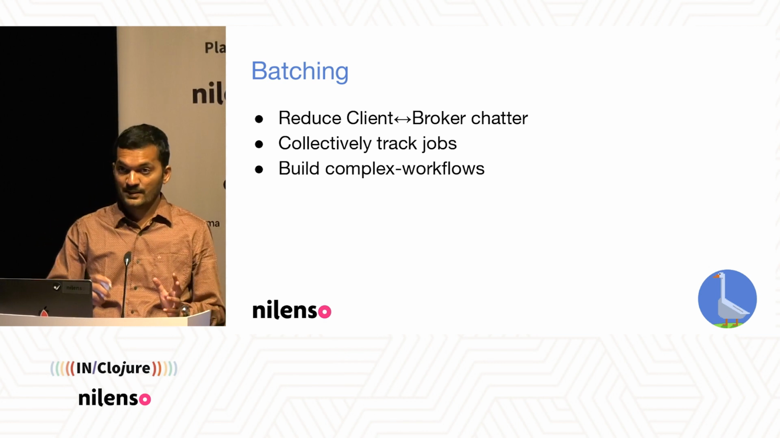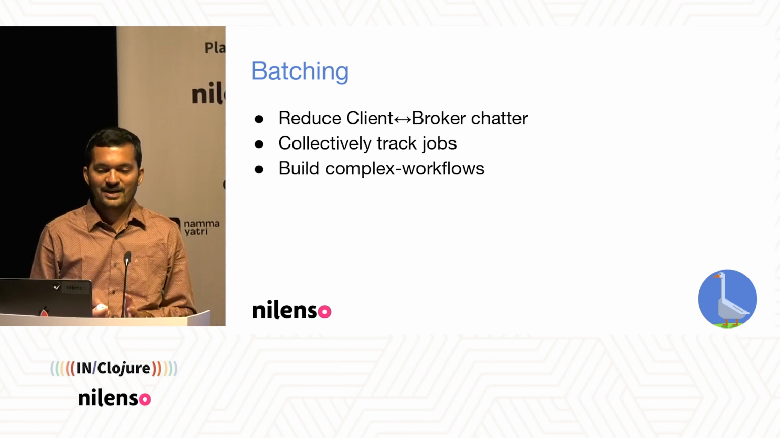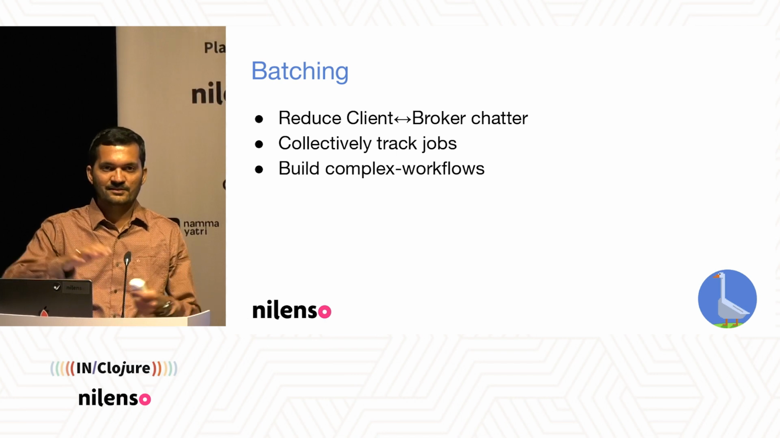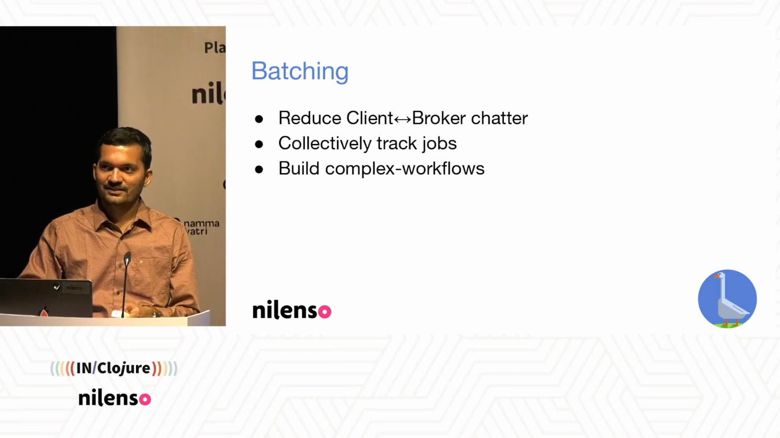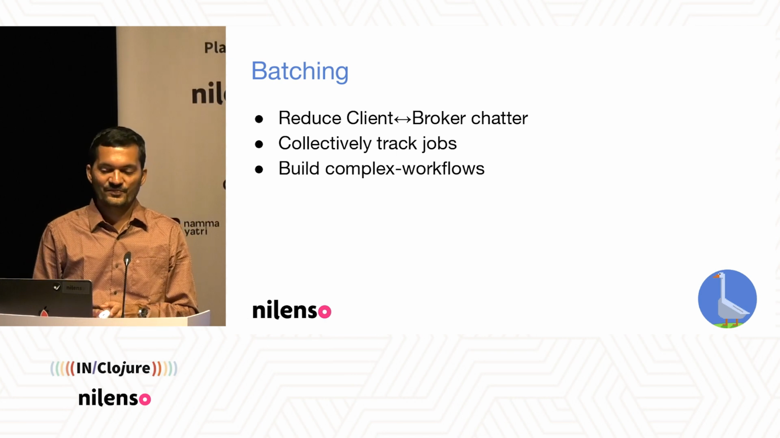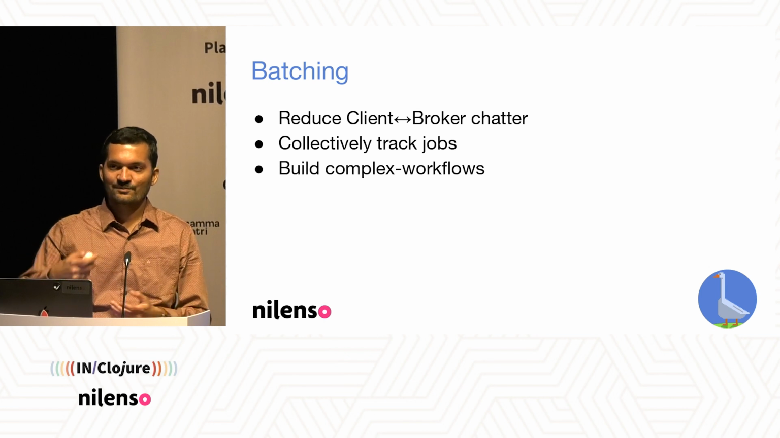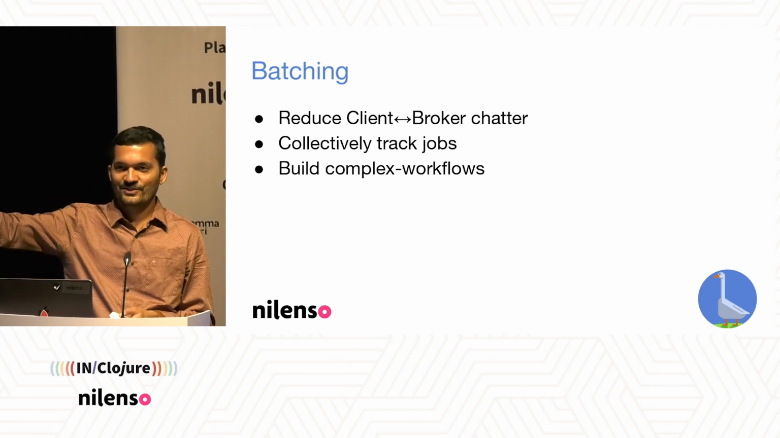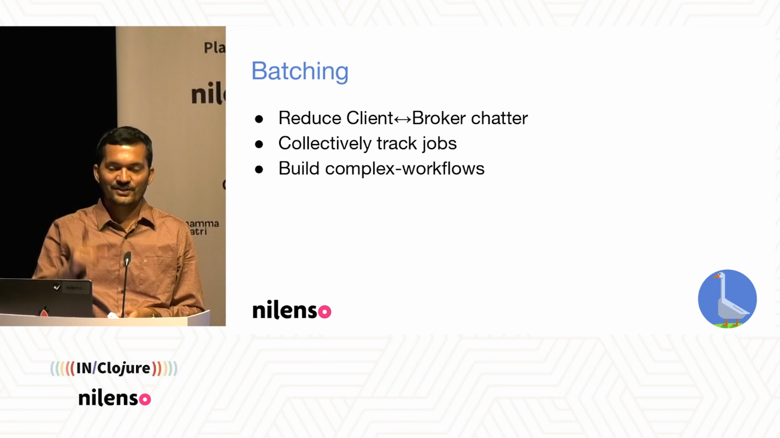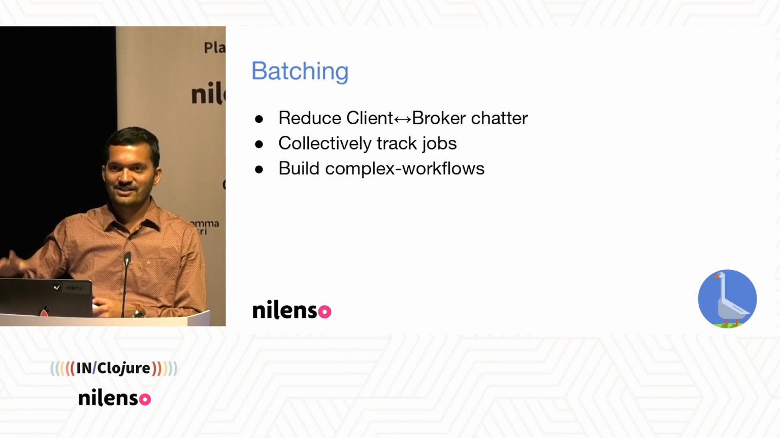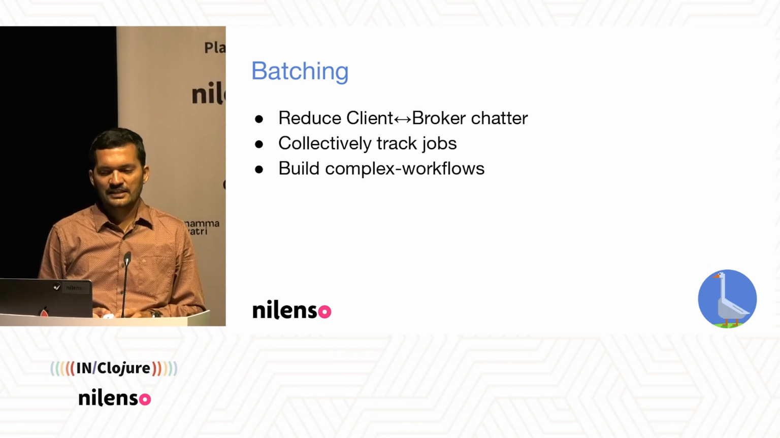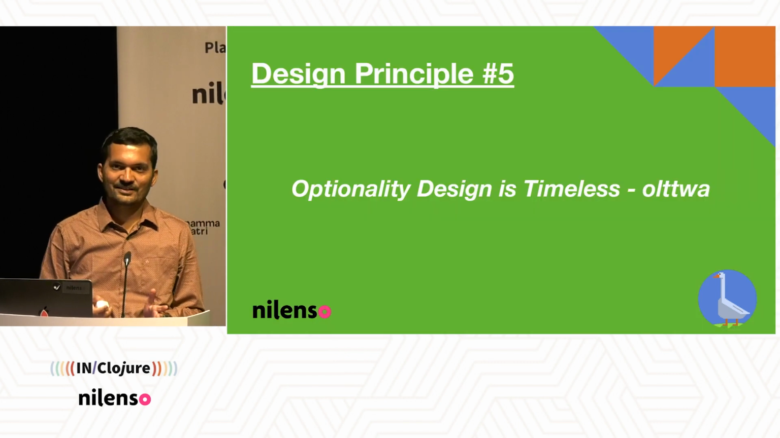Another thing which helps with scalability is batching. Batching is when there might be a collection of jobs that you want to execute together and also track together, like when they are completed, right? Why batching? It reduces the client-broker chatter. Instead of talking to the broker 5,000 times to enqueue 5,000 jobs, you talk once and enqueue all 5,000 jobs. You can collectively track them. And again, like middlewares, you can build complex workflows for what to do after a batch completes. So finally, about scalability, I would say that optional design is timeless.